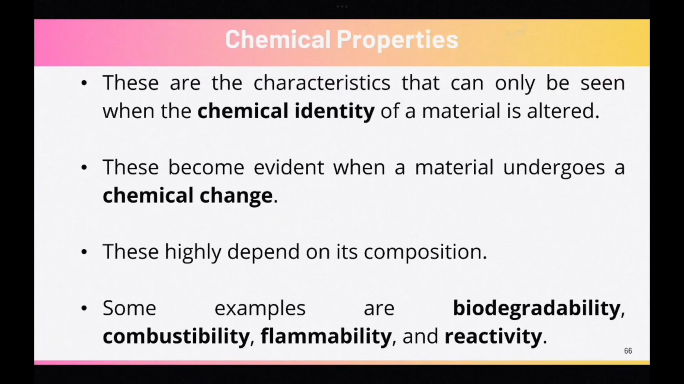When you say chemical properties, these are the characteristics that can only be seen when the chemical identity of a material is altered. So this becomes evident when a material undergoes a chemical change. This highly depends on its composition. The examples can be biodegradability, combustibility, flammability, and reactivity.